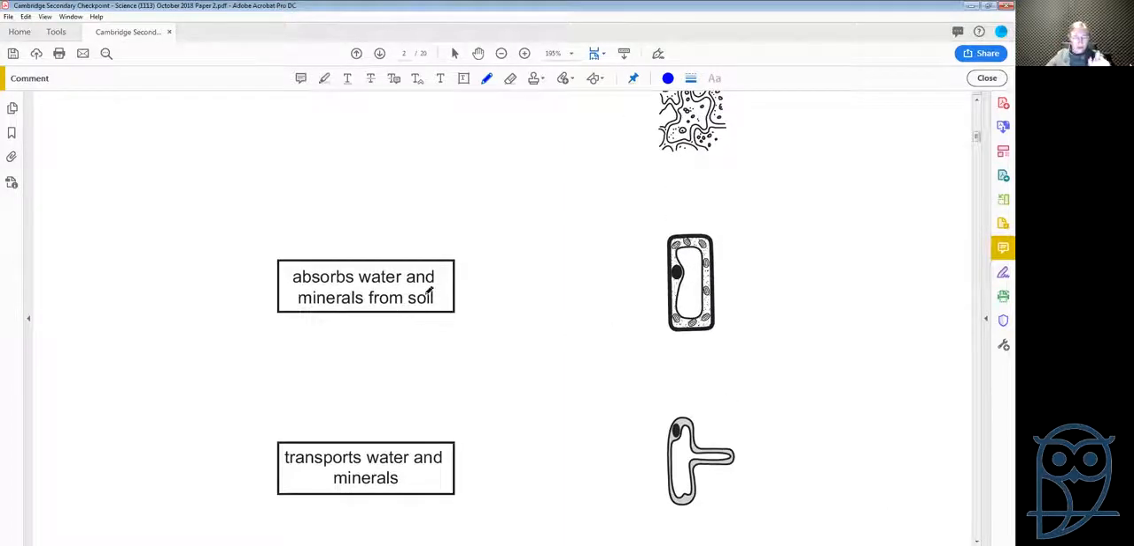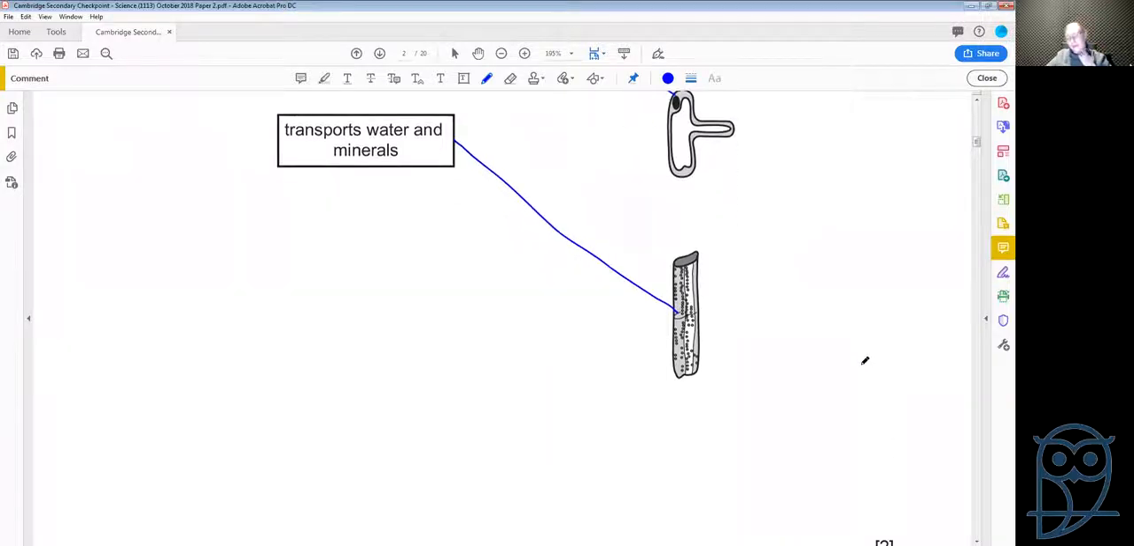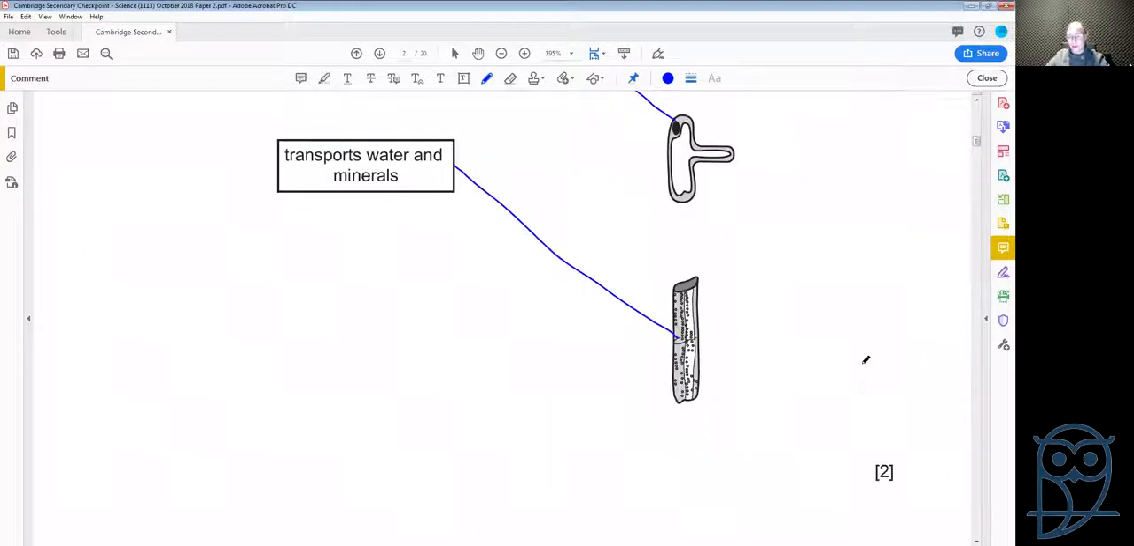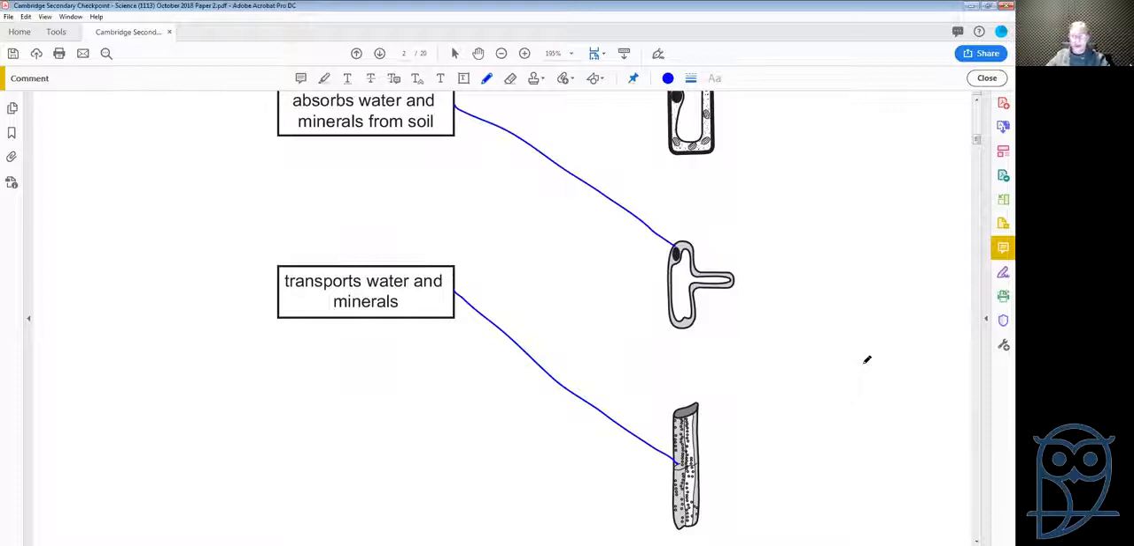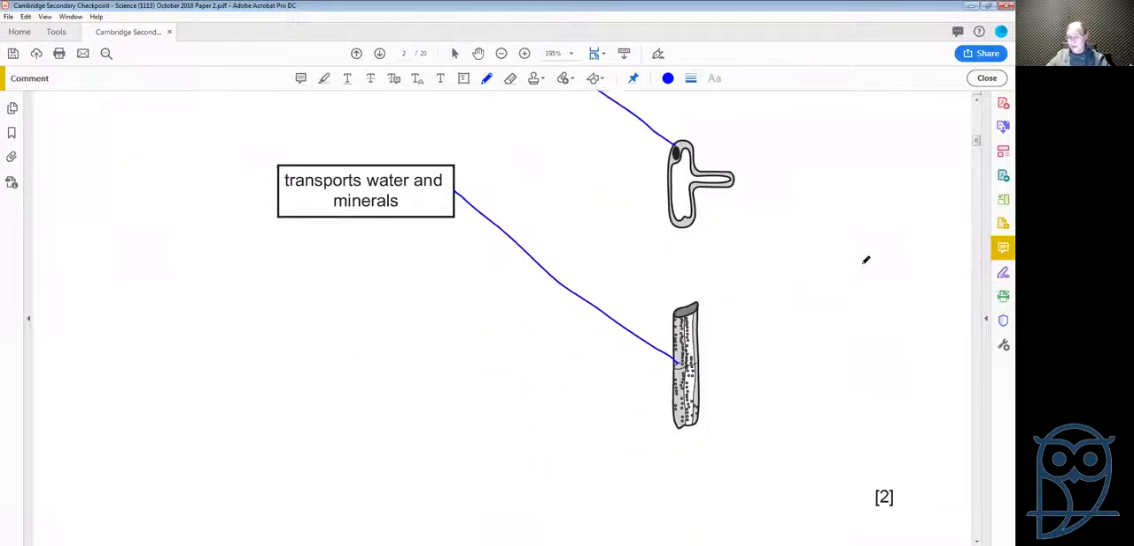So let's see. Absorbs water and minerals from the soil. So this is obviously a root cell, so you would draw a line like that. And then transports water and minerals, that would be that one. So this question is fairly straightforward. Where you would get your marks is literally just for these 2 lines. They will, however, subtract marks if you draw extra lines, since they told you to only draw 2 lines. Okay.